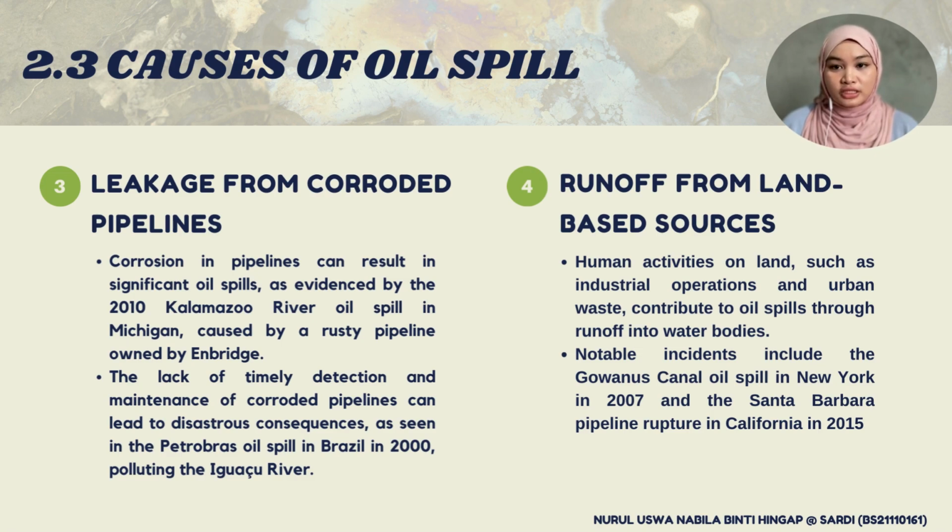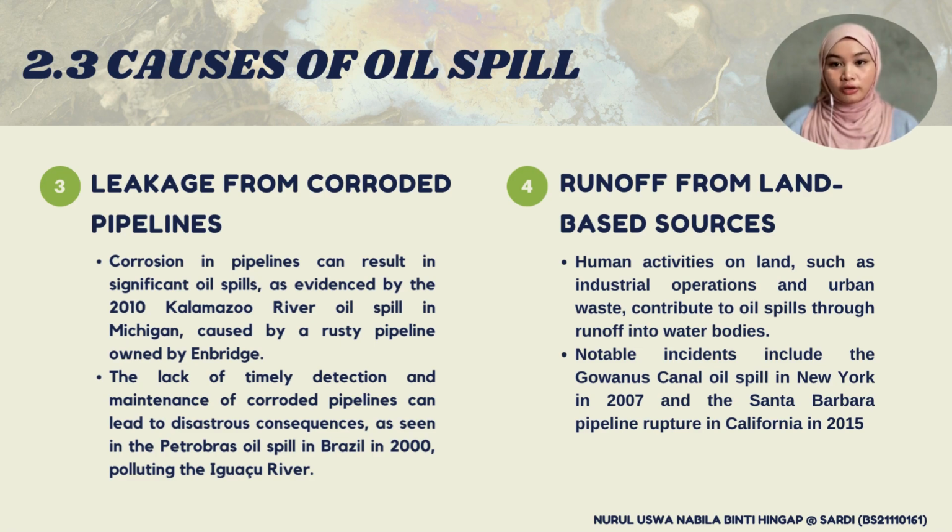Similarly, in the 2000s, Petrobras caused a major environmental disaster in Brazil where a corroded pipeline ruptured, contaminating the Iguazu River with approximately 343,000 gallons, equivalent to around 1.3 million liters of crude oil, due to inadequate maintenance.